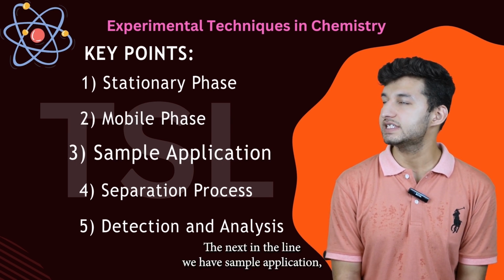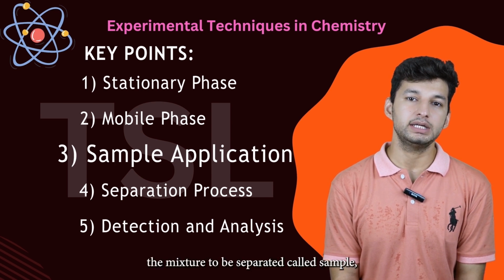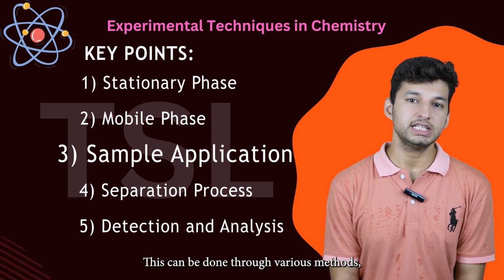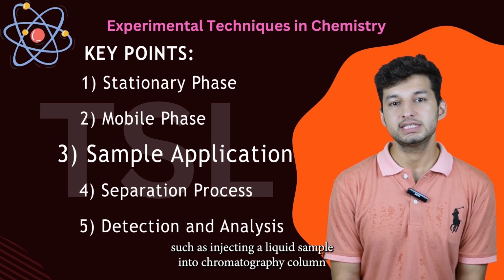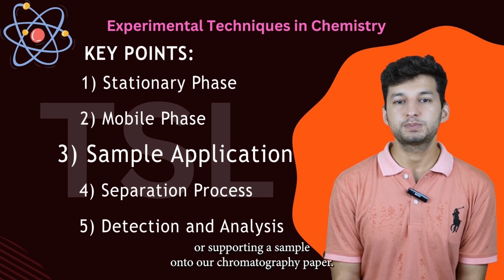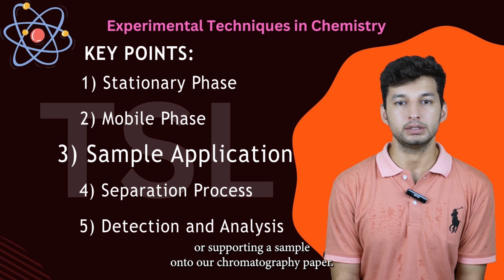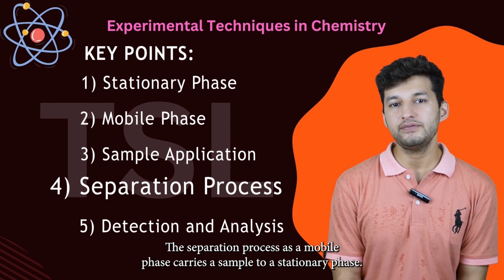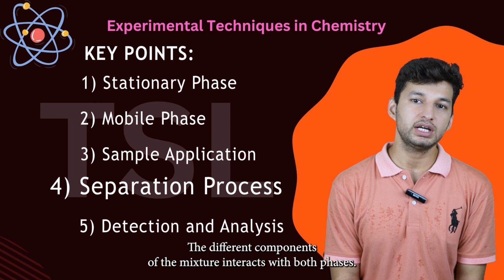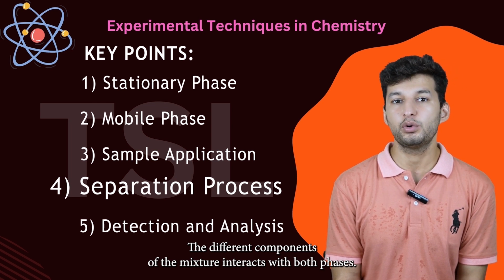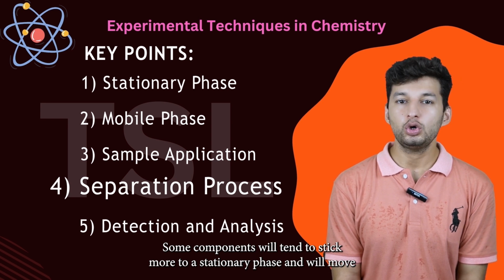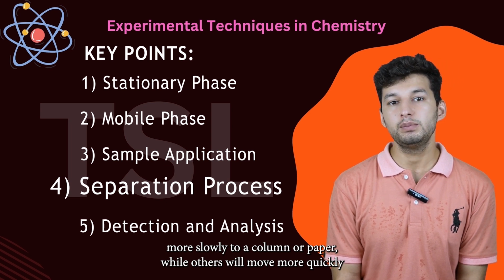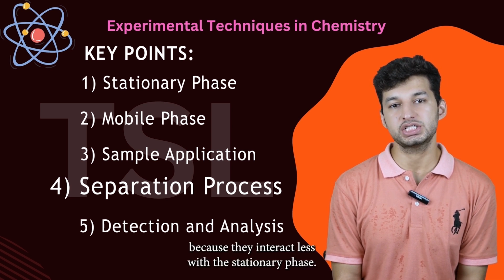The next in line is sample application. The mixture to be separated, called the sample, is applied to the stationary phase. This can be done through various methods, such as injecting a liquid sample into a chromatography column or spotting a sample onto chromatography paper. The next in line is the separation process. As the mobile phase carries the sample through the stationary phase, the different components of the mixture interact with both phases. Some components will tend to stick more to the stationary phase and will move more slowly through the column or paper, while others will move more quickly because they interact less with the stationary phase.